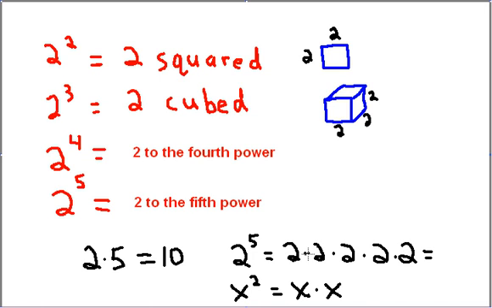Break it into parts. 2 times 2 is 4. 4 times 2 is 8. 8 times 2 is 16. 16 times 2 is 32. So what's 2 to the 5th equal? 2 to the 5th equals 32.